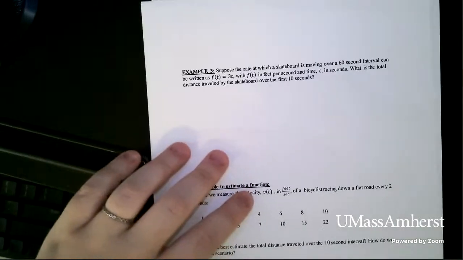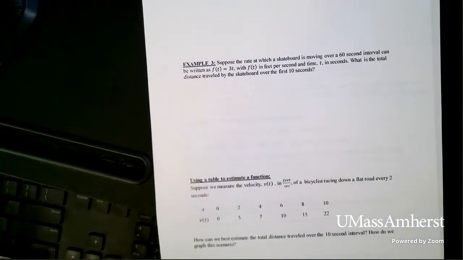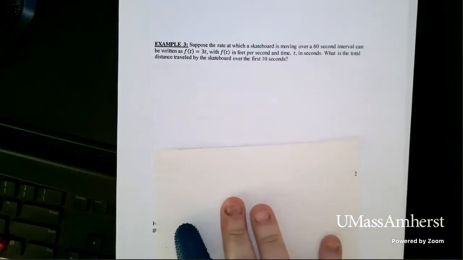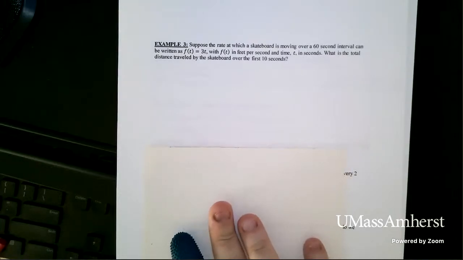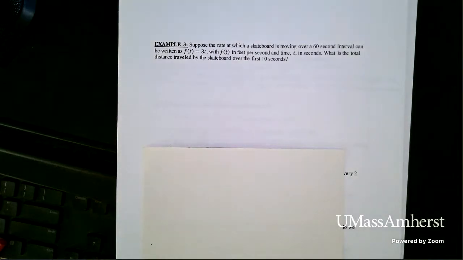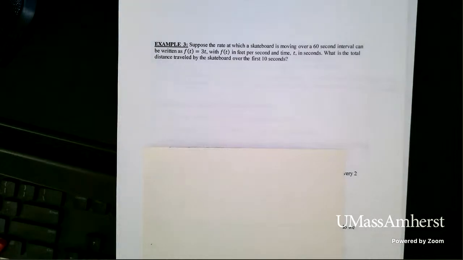So we're going to look at this next example, example 3. Suppose the rate at which a skateboard is moving over a 60-second interval can be written as f of t equals 3t, with f of t in feet per second and time t in seconds. What is the total distance traveled by the skateboard over the first 10 seconds? So this is obviously a little bit different, and we have to think about how we might use this rate to figure out and answer the question.